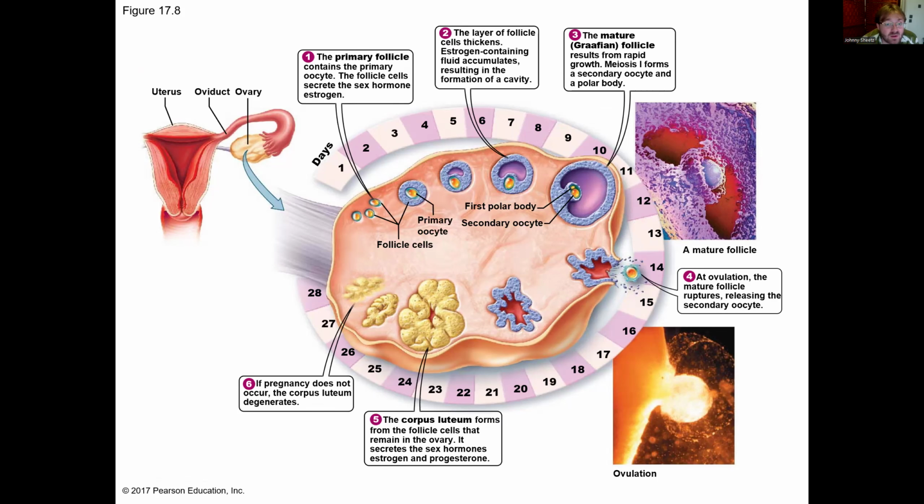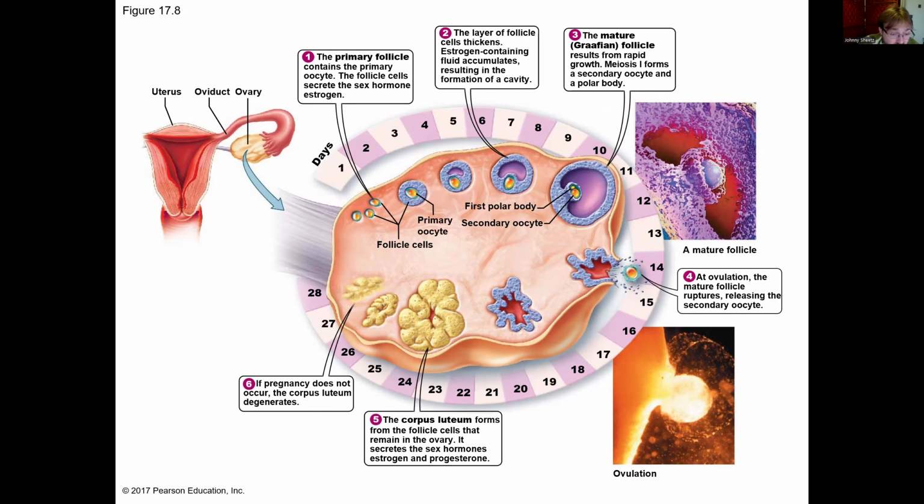Now, here, the mature or Graafian follicle is going to start growing. Here you can see the first polar body and the second polar body. You see how much tinier the first polar body is compared to the secondary oocyte. Then at ovulation, the mature follicle ruptures, releasing the secondary oocyte.